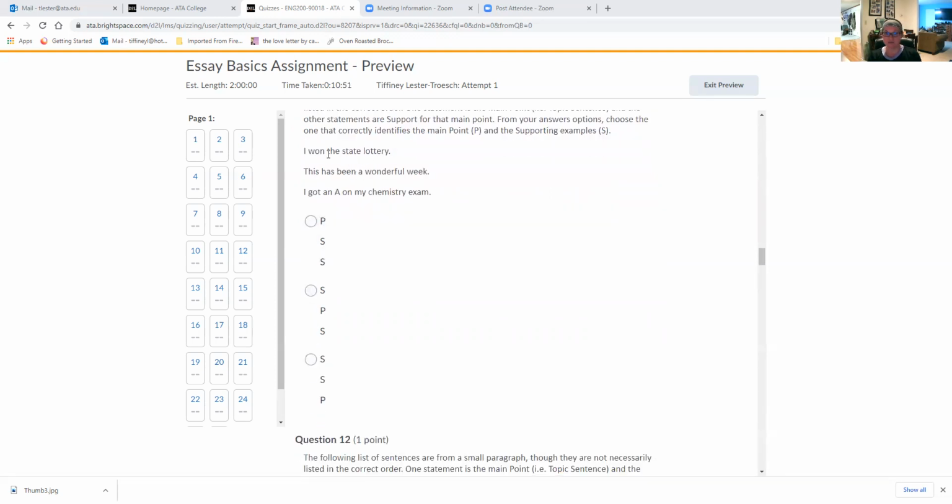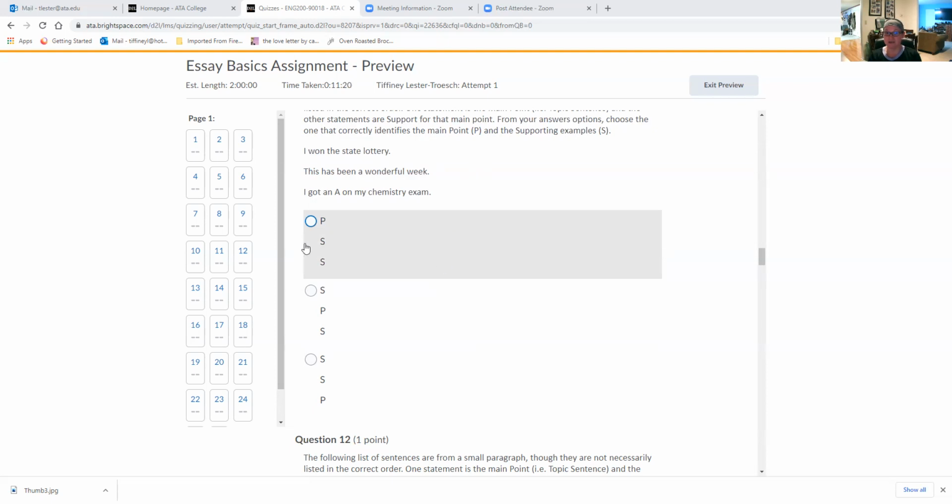So we have these 3 sentences that make up a small paragraph. I won the state lottery. This has been a wonderful week. I got an A on my chemistry exam. Out of those 3 sentences, which one is the topic sentence? Which sentence encapsulates the main point that all 3 of these together are talking about? Whatever one that is, that's the one that would get marked with P, right?